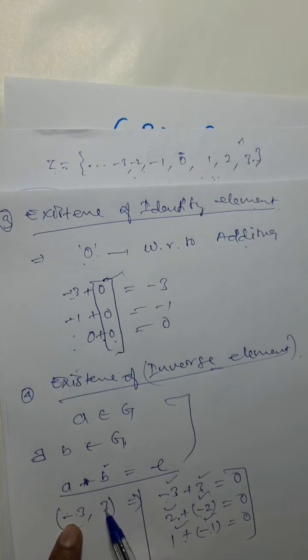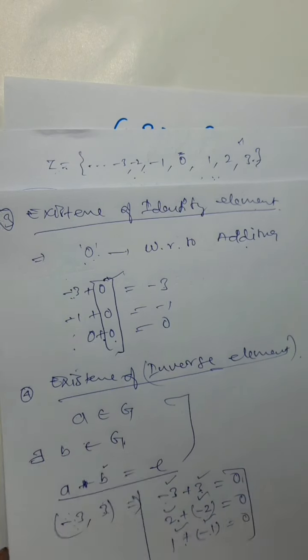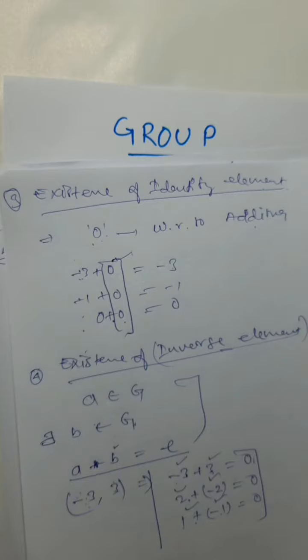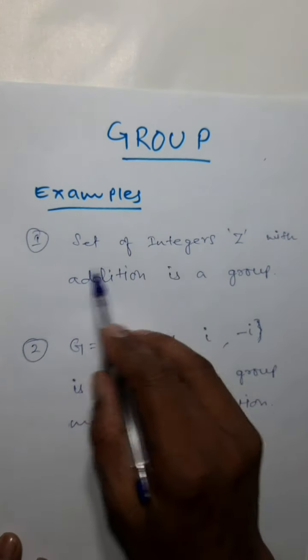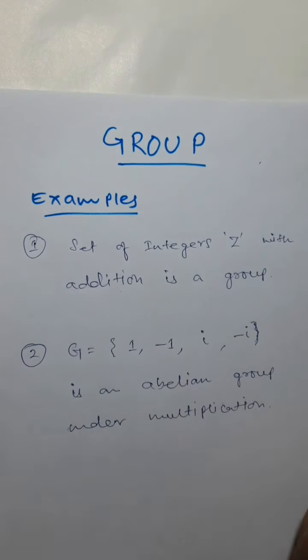Minus 3 is an inverse element of 3, and vice versa, 3 is an inverse element of minus 3, because if you add these two, we get the identity element 0. Then we can say that the set of integers Z with addition as a binary operator is a group.